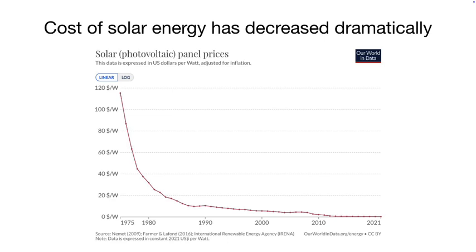So cost of solar energy has decreased dramatically. Why would it decrease?